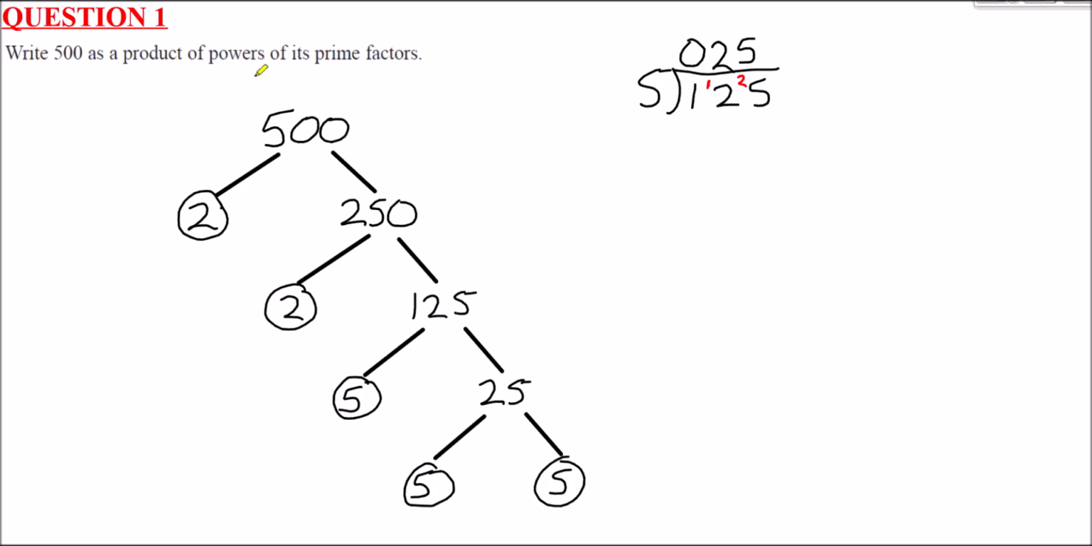So we need to write all these numbers as a product, which means multiplied together, in power form. So we've got 2 twice, and we have 5 3 times. So therefore, our answer is going to be 500 equals 2 to the power 2, because we've got 2 of them, multiplied by 5, and because I have 3 5s, that's 5 to the power 3. So in power form, as a product of its prime factors, 500 is 2 squared multiplied by 5 cubed.